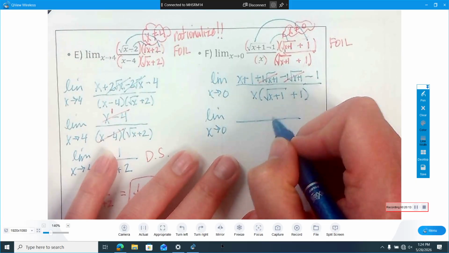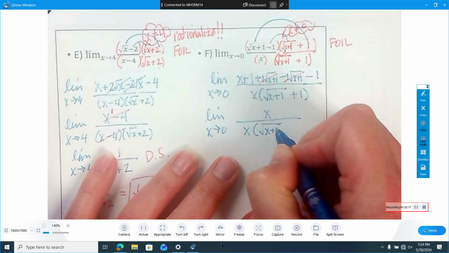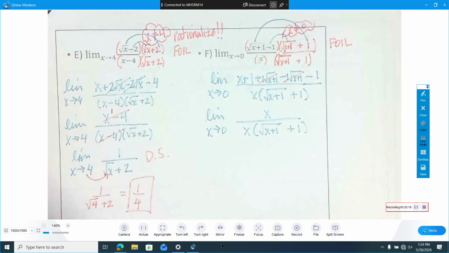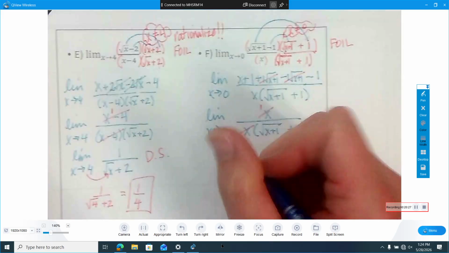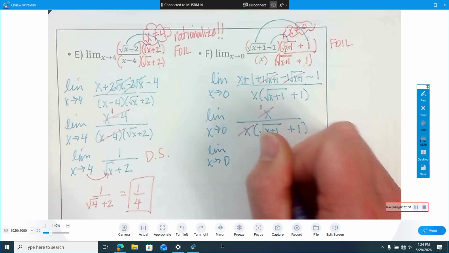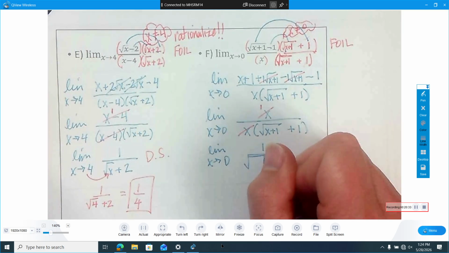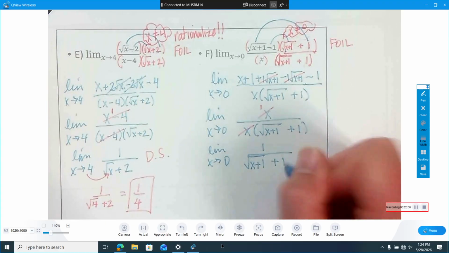X. Just x. And on the denominator, I've got my x and radical x plus 1 plus 1. What happens? Reduce, reduce, and what's left? 1 over... Very good. All right, 1 over square root of x plus 1 plus 1.